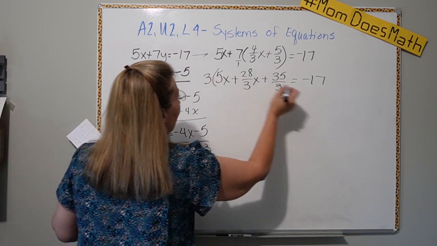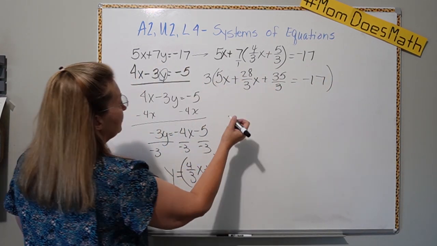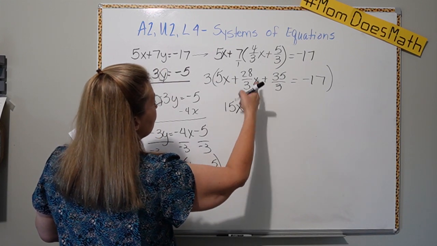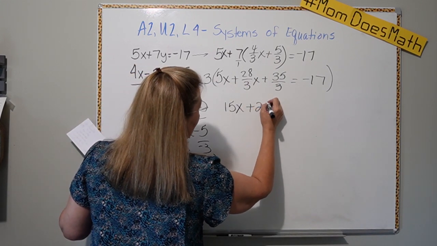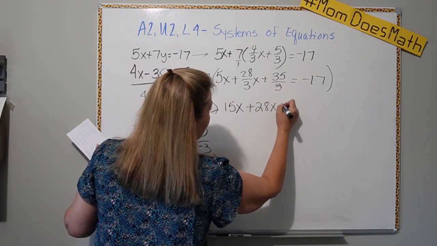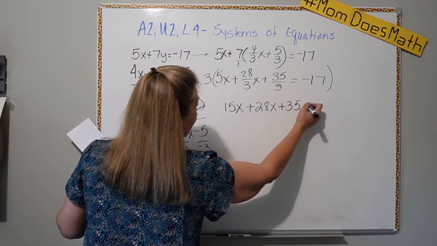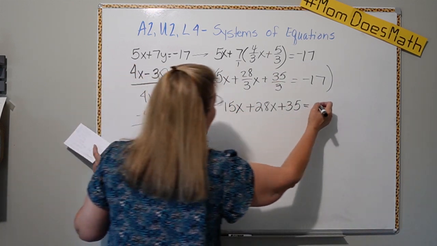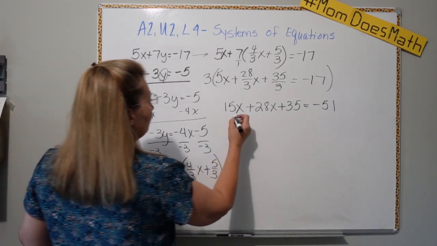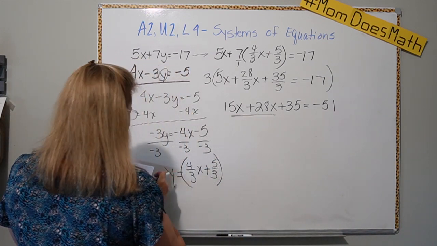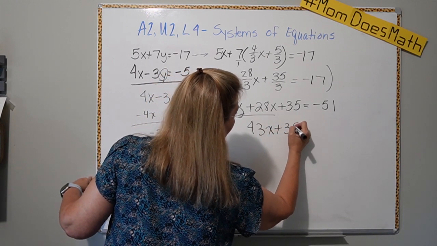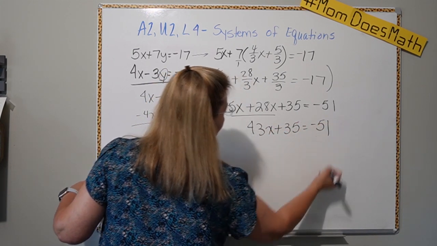So when I multiply this whole equation through by 3, I'm going to get 15x. 3 times this fraction, the denominators cancel out, so I just have 28x. 3 times this fraction, the denominators cancel out, so I have plus 35. Now, 3 times the other side gives me negative 51. All right, 15x plus 28x is going to give me 43x plus 35 is equal to negative 51.